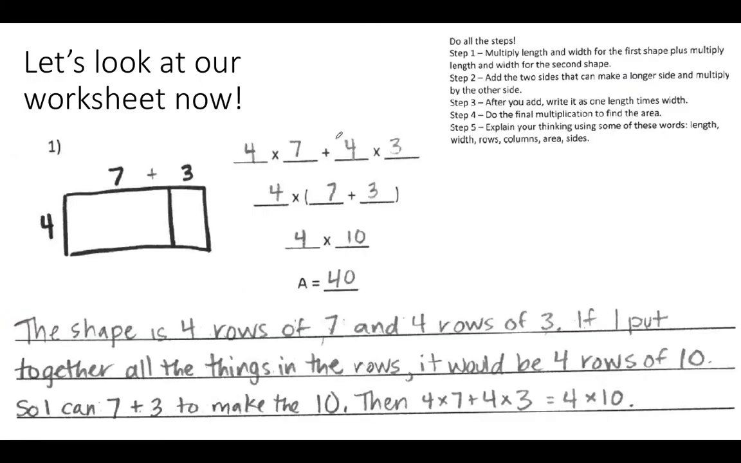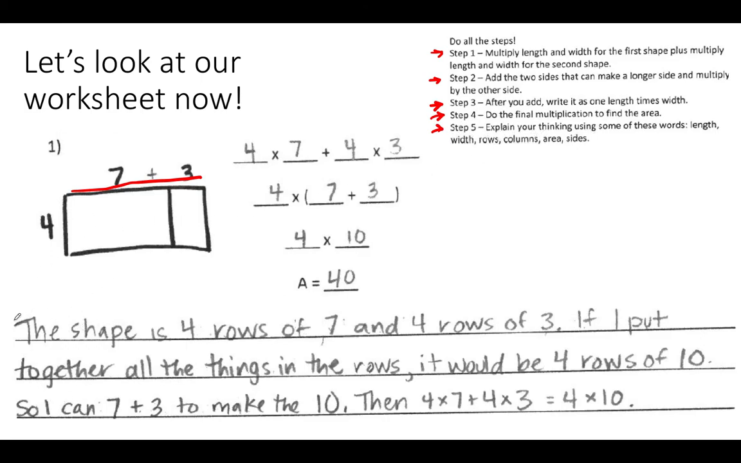So let's look at an example here. The work looks just like the work we've been doing, right? And so step 1, multiplying the length and the width, adding the sides that make the longer side. So adding these ones up because they make one long side. After we add, writing it as a length times width and doing the multiplication. In step 5, we have to explain our thinking, and here are some words we can use: length, width, rows, columns, area, and sides.